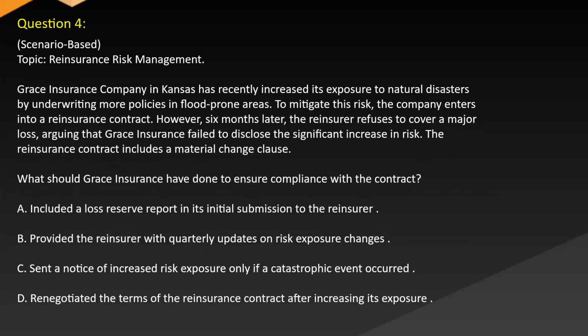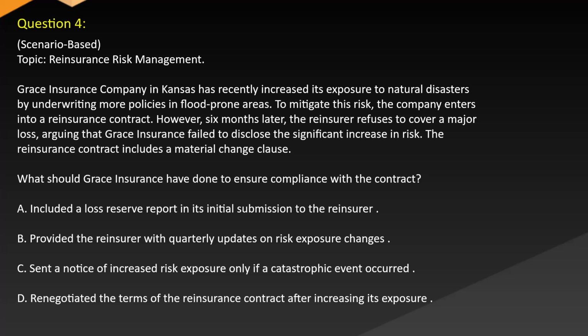Question 4, scenario-based. Topic: Reinsurance risk management. Grace Insurance Company in Kansas has recently increased its exposure to natural disasters by underwriting more policies in flood-prone areas. To mitigate this risk, the company enters into a reinsurance contract. However, 6 months later, the reinsurer refuses to cover a major loss, arguing that Grace Insurance failed to disclose the significant increase in risk. The reinsurance contract includes a material change clause.